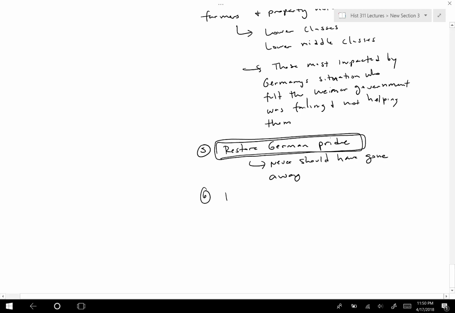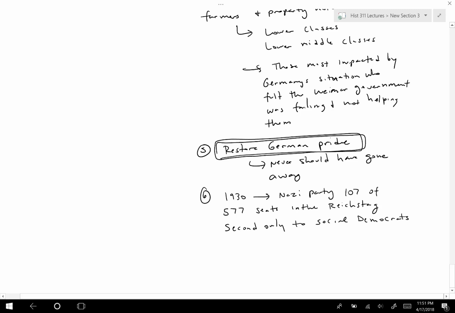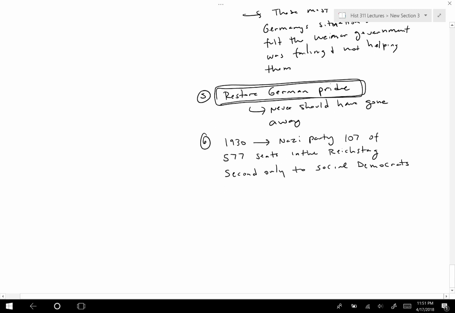So what ends up happening is in 1930, the Nazi Party won 107 of the 577 seats in the Reichstag, which was the foundation of the German government, right? You had a chancellor, you had the president, and then you had the Reichstag, the members that voted, kind of like Congress for us, and they were basically second only to the Social Democrats, which was the main ruling party at the time. So 1930 was a big win for that.